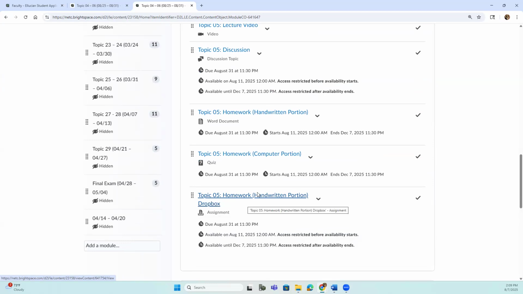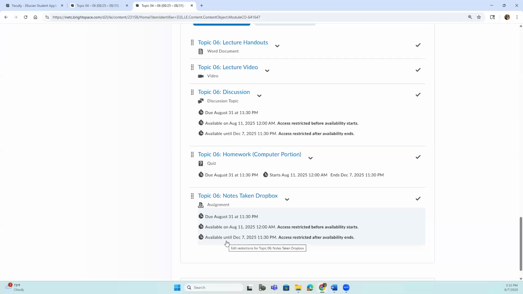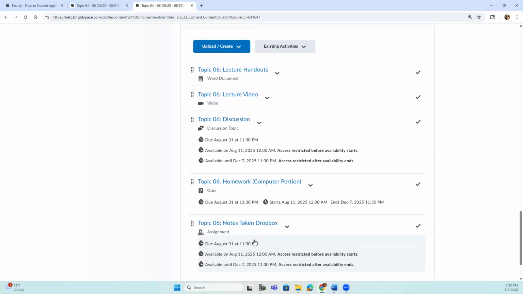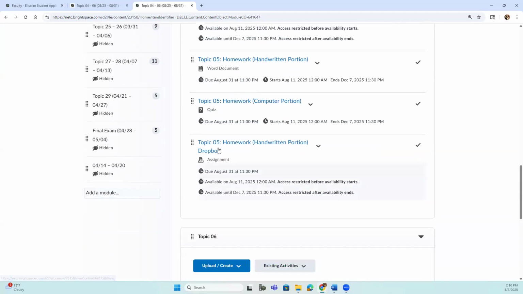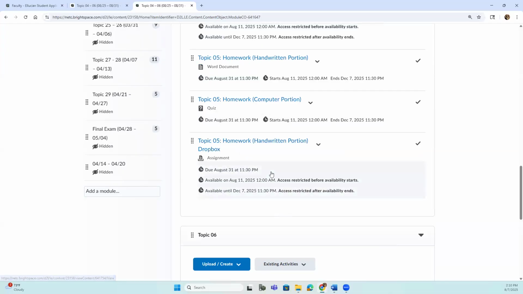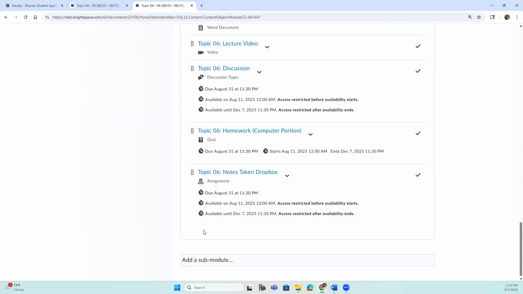okay? So the handwritten portion of the homework is not the same assignment as the notes taken. Notes taken is a separate graded item. All right. So every week you will get the same thing. This is the way I will arrange the topics. It will always be handout, video, discussion, homework. And if a homework has 2 portions, I will have the handwritten portion first, then computer. And then you're going to see your Dropbox. The very last one should always be the notes taken Dropbox, if that's a topic I want you to turn in.